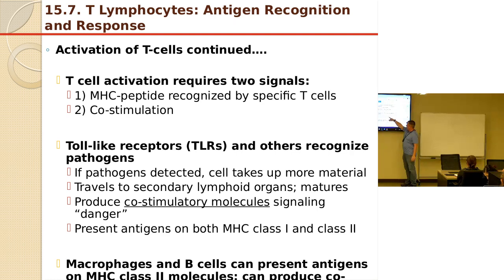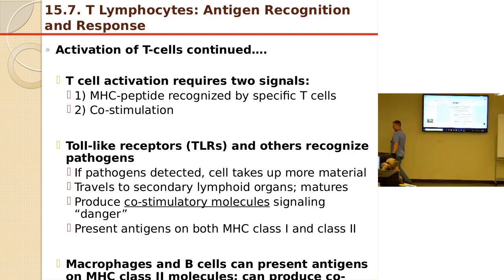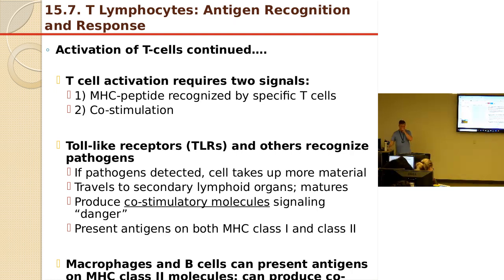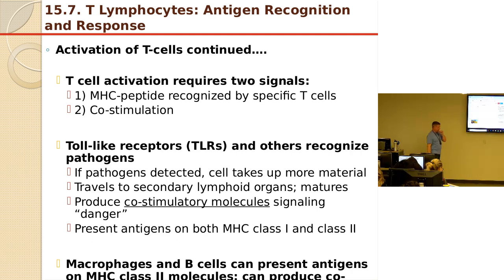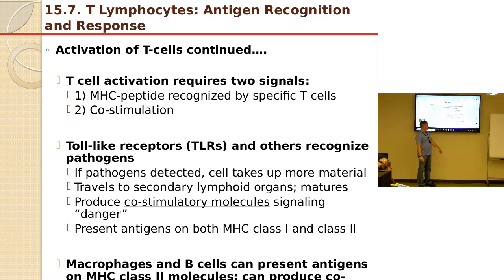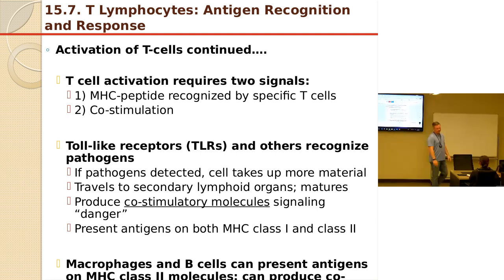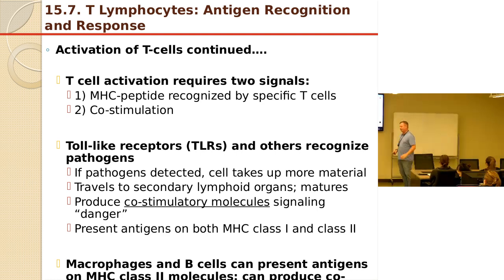If the pathogen is detected using toll-like receptors, you've got to go back to chapter 14 and think about toll-like. Toll-like receptors are only found on the lymphocytes. So if you go back and look at the toll-like receptors in chapter 14, you'll see that they are found on the lymphocytes. If the pathogen is detected, it's going to travel to the secondary lymphoid, produce a co-stimulatory molecule, a danger signal, and ultimately start the process. And this can be in MHC class 1 or class 2. And that's what it's saying here.